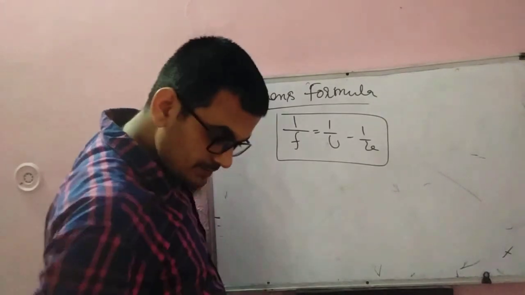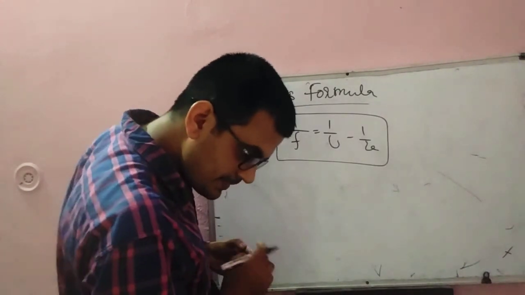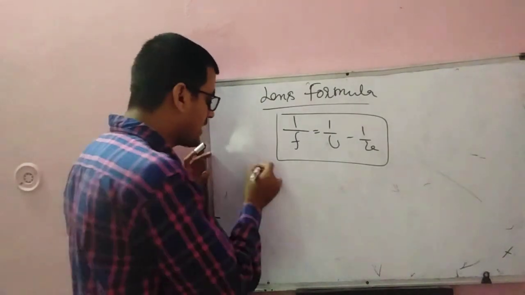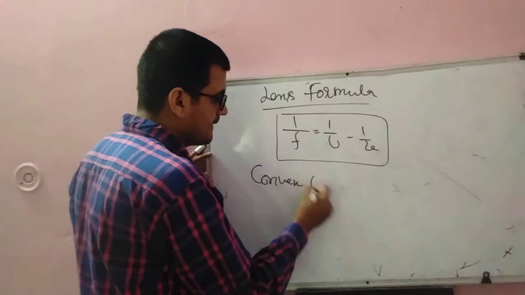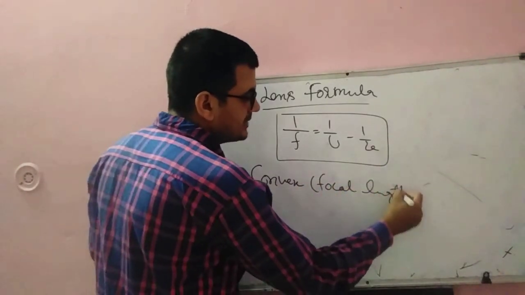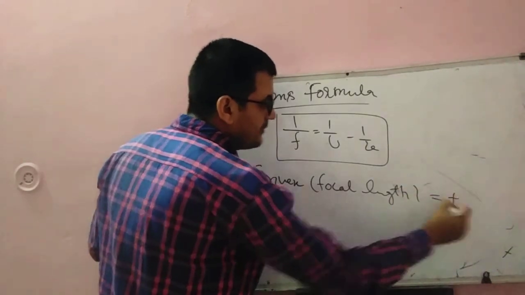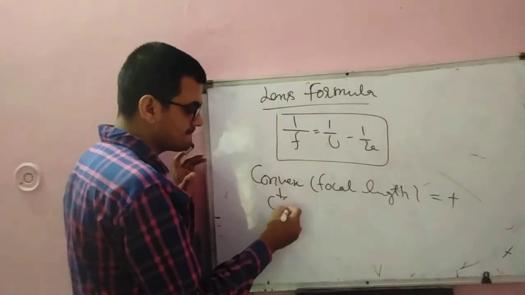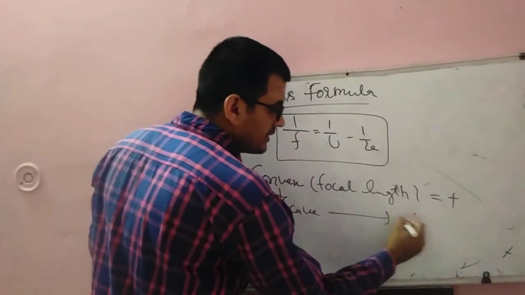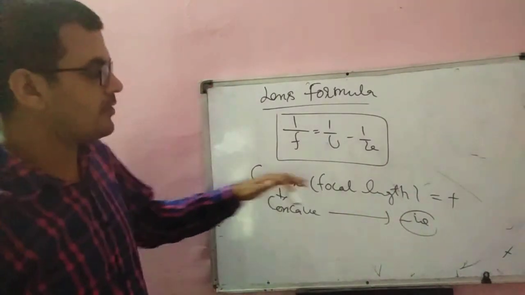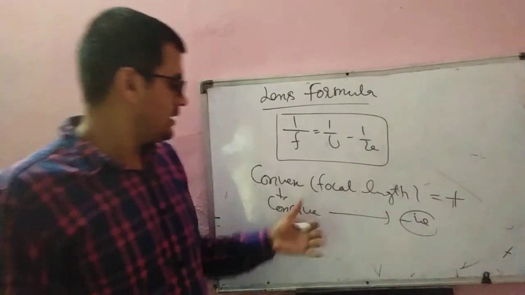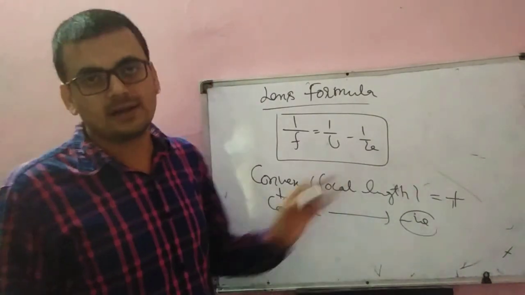And you have to remember the focal length for the convex lens is always positive. For concave, you will take it always negative. We take focal length for convex lens always positive, and in case of concave lens we always take it negative.